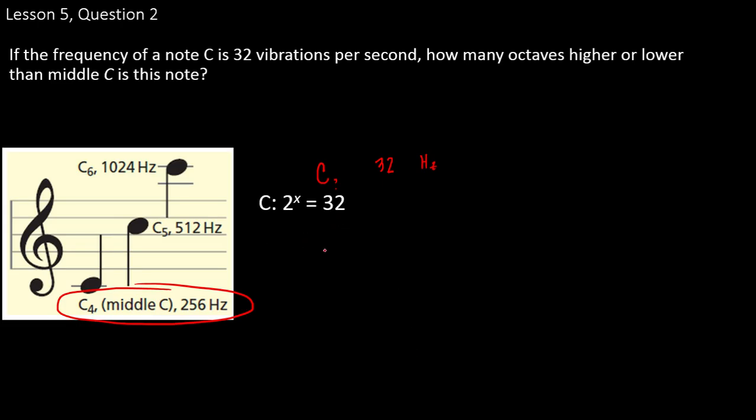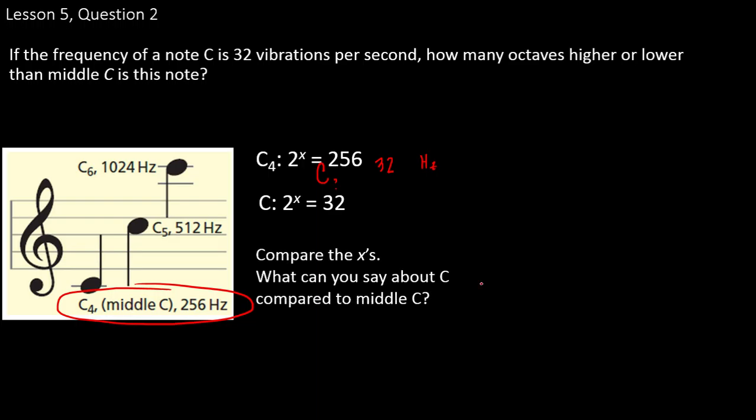Well, let's write it out in exponential form. So 2 to some power equals 32. For middle C, 2 to some power equals 256. So solve for x in both cases and compare. Take the difference of them. And what can you say about C compared to middle C? Well, you'll be able to tell the number of octaves difference.